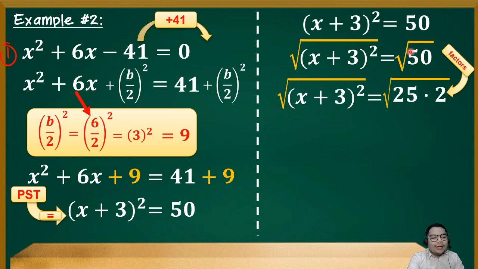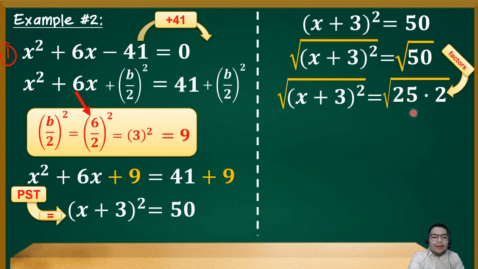So there will be a factor of 50 that is a perfect square, which is 25 and 2. If you don't know what's happening on this part, kindly watch the other video on how to simplify radicals. You just need to watch it first before you continue with this one, so that we'll know how to get these factors and why we have this 25 times 2. If you already watched it, you will understand that 50 can be broken down into two given factors.